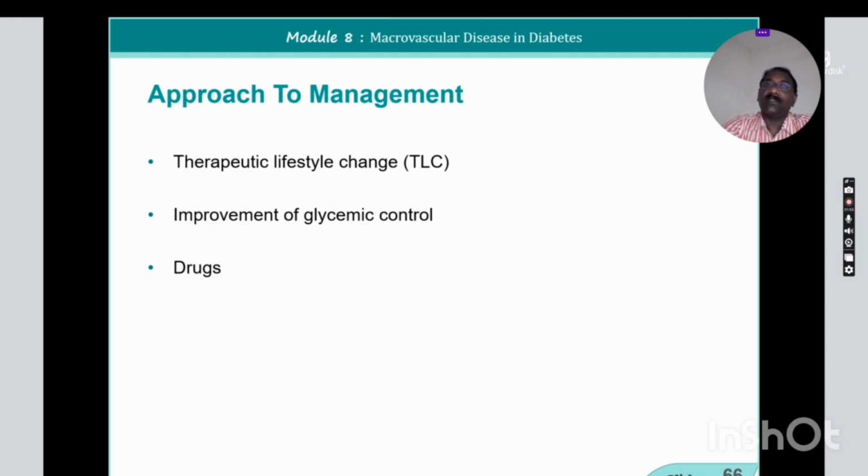Then the second question: isolated hypertriglyceridemia in the presence of controlled diabetes, treat with fibrates. So in all diabetic individuals, before you start any lipid therapy, see whether the diabetes is under control or not. If it is not under control, the diabetes has to be controlled very effectively first. Then the drugs will come. So the therapeutic measures are lifestyle changes, diabetes control, and then the drugs.